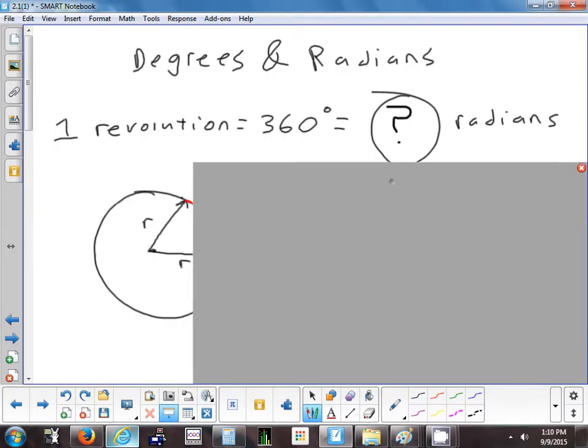Okay, I'm going to start with this picture. What I've drawn here is a circle. I got an angle inside it. The vertex is right at the center.